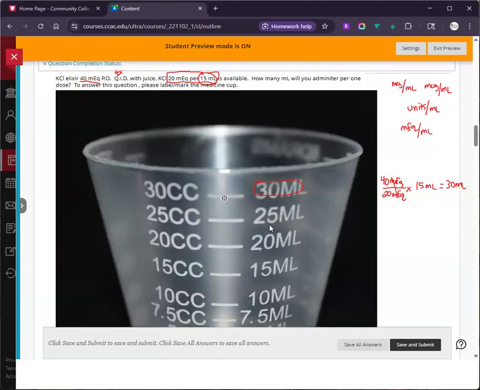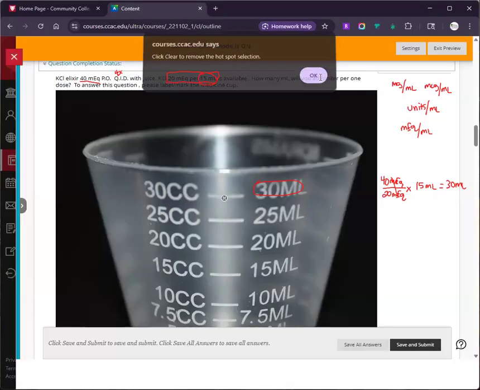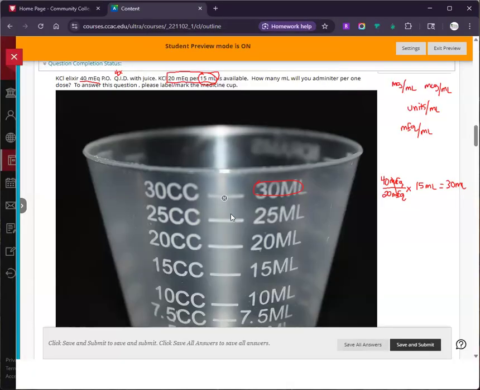The nice thing about these cup questions is your answer is on the cup, okay? Because we can't estimate. You can't say 27.5. I can't just guess where that is. It's either at 30, 25, 20, 15, 10. That's what it's going to be. There's no shifting away from that.